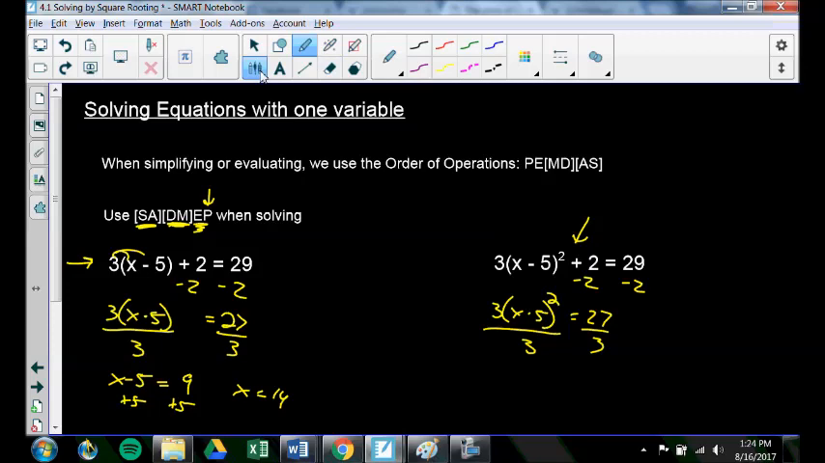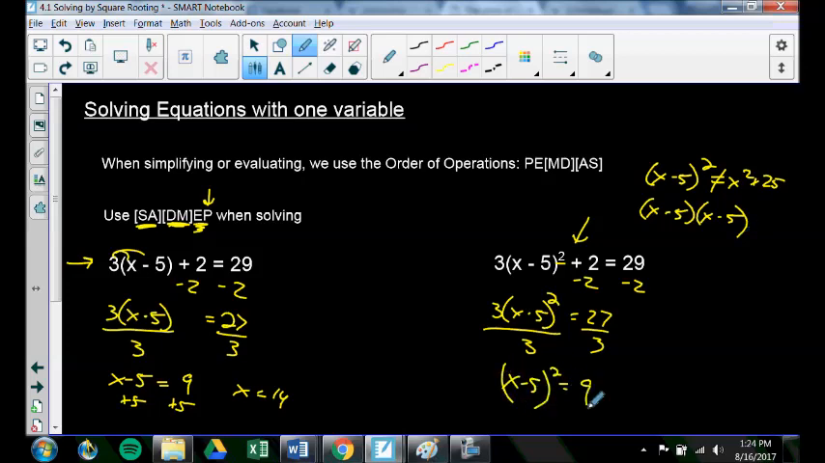And if you simplify, you have to follow the order of operations, which means I do the exponent first. But I don't want to do the exponent first because x minus 5 squared is not x squared plus 25. X minus 5 squared is x minus 5 times x minus 5. Please stop making that mistake. So I'm just going to get rid of the stuff around the square. So we divide everything by 3 to get x minus 5 squared equals 9.